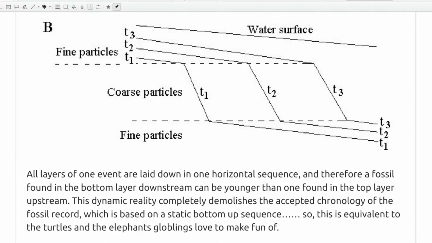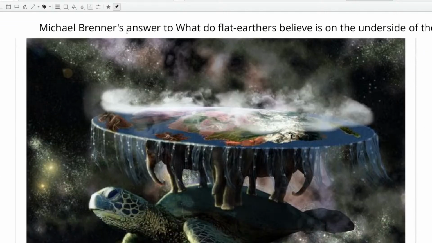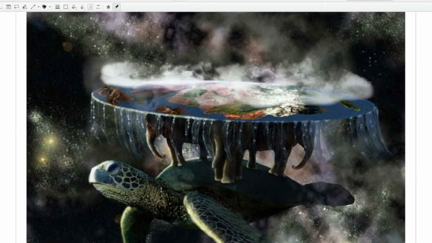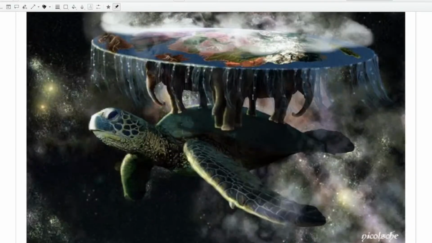So, this is equivalent to the turtles and the elephants globlings love to make fun of. So there's the old turtle with the earth and the elephant, or the elephant and the earth on its back. Honestly, that looks pretty fun. I'm into that.